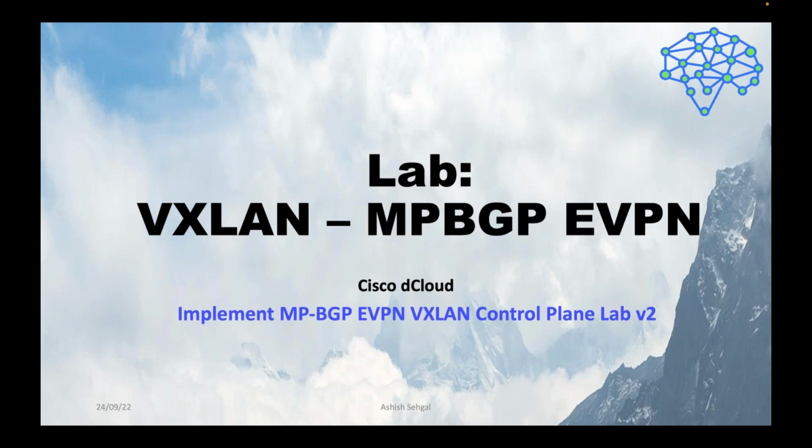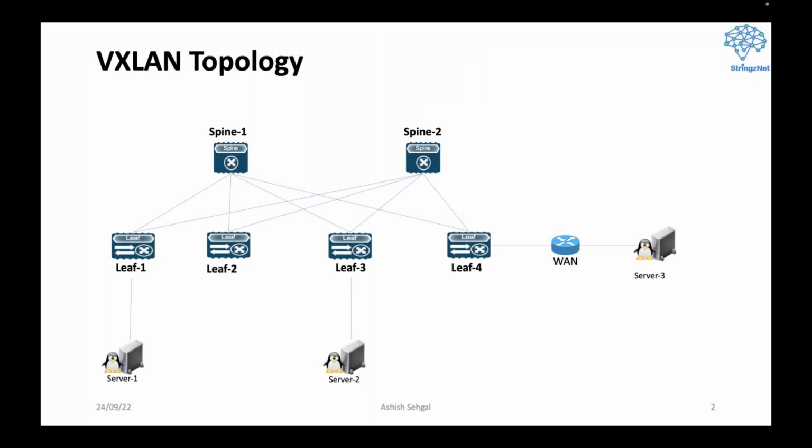The lab is called Implement MPBGP EVPN VXLAN Control Plane Lab version 2, with the topology wherein you will be provided with 2 spine switches, 4 leaf switches, 1 WAN router, which is a Cisco IOS based router. Spine and the leaf switches are Nexus OS based, with 3 Linux servers: server 1, server 2, and server 3. Server 3 is outside the VXLAN fabric.